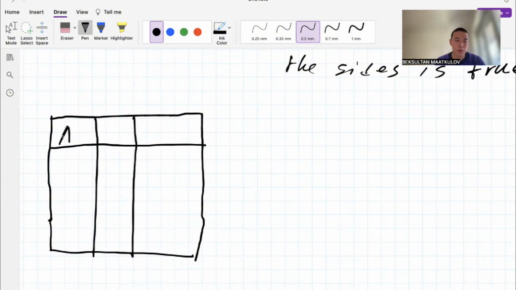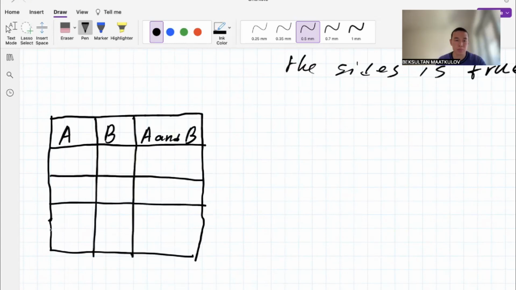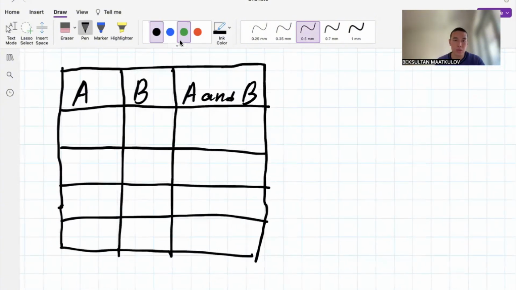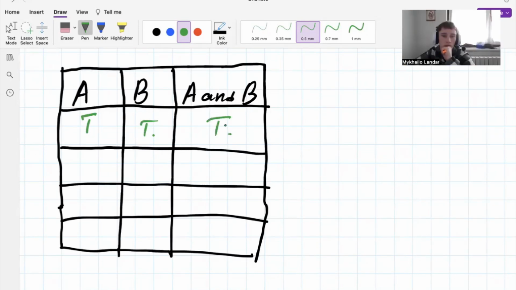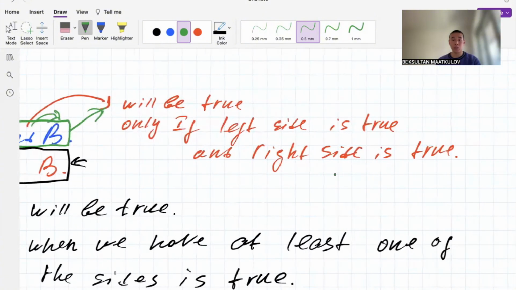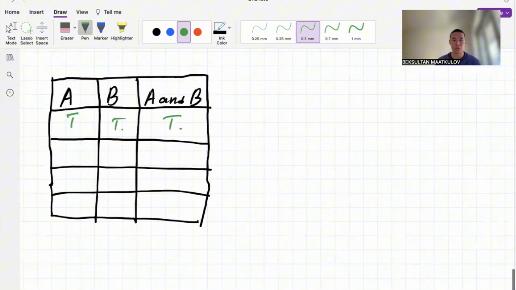Okay, let's imagine that's our A, that's our B, and here we'll have A and B. And we can have 4 possible ways. For example, the first way where A is true and B is true. What will be the truth validity of A and B in this case? True. Yes, it will be true, because it is true only if the left side is true and the right side is true. In our case, left side A is true and the right side B is true, so the whole statement will be true.